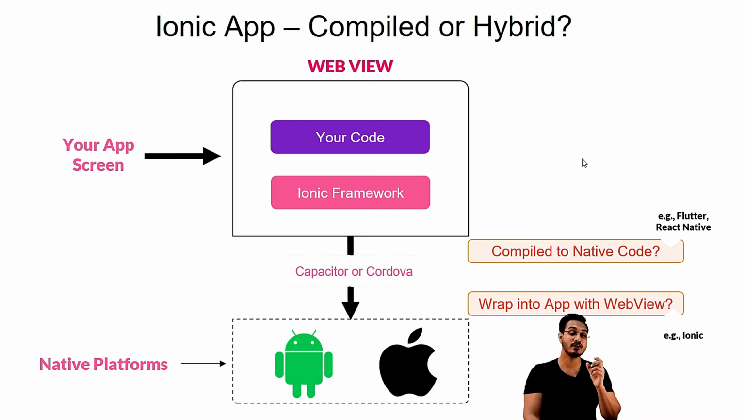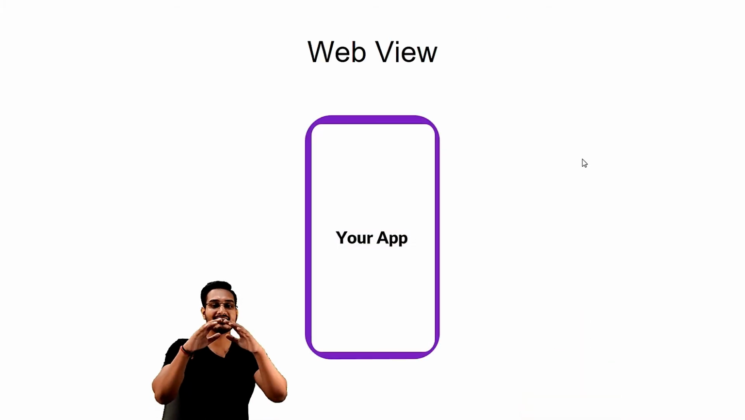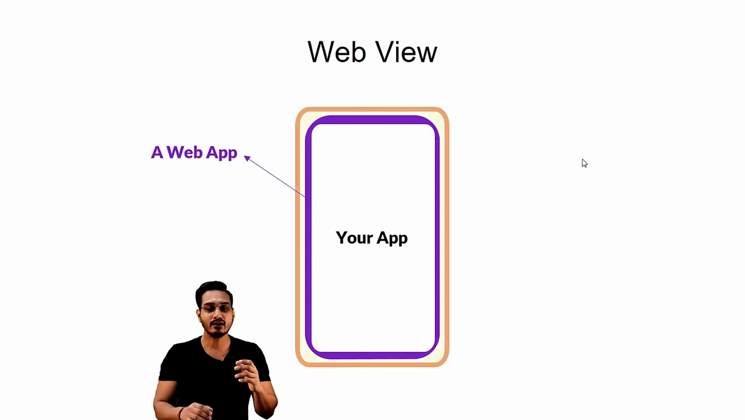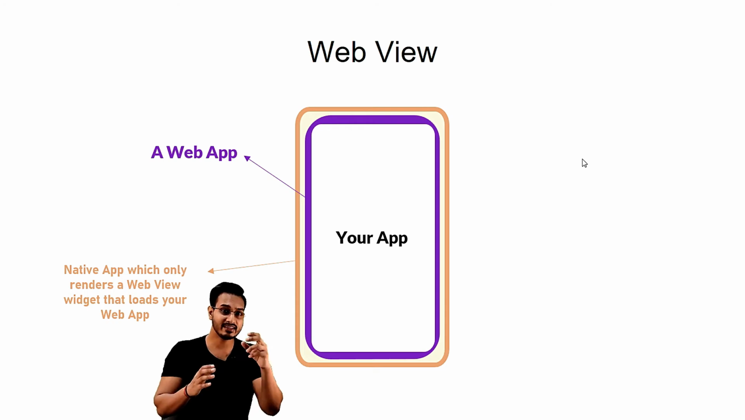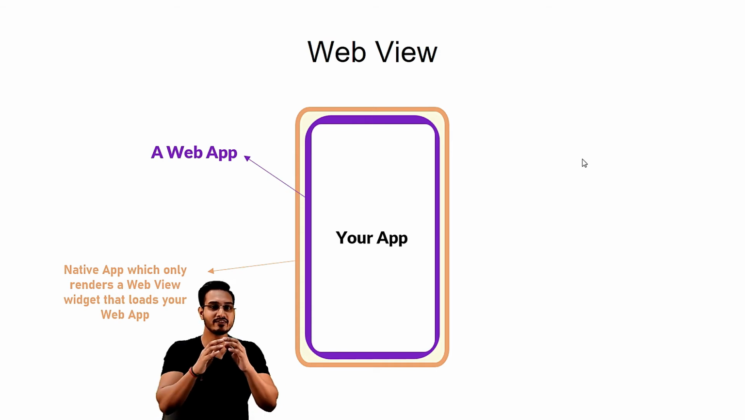Now let's check it out. What is a web view? Let's say this is our application and this is a web app. Now it is running on our native device, and this native app is rendering the web view widget that loads your web application. That is how it actually runs. That doesn't mean that it has some issues. It works exactly the same and there is hardly any lag.